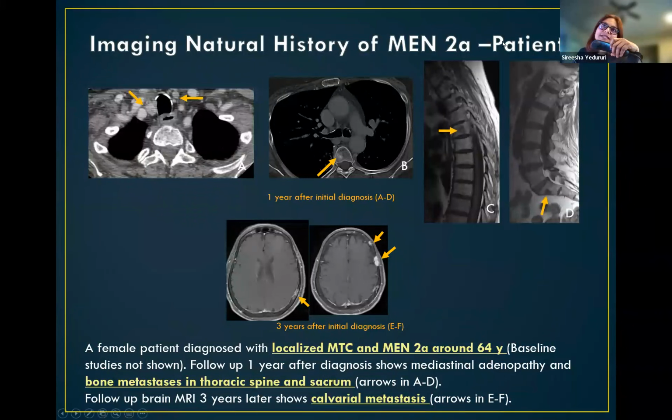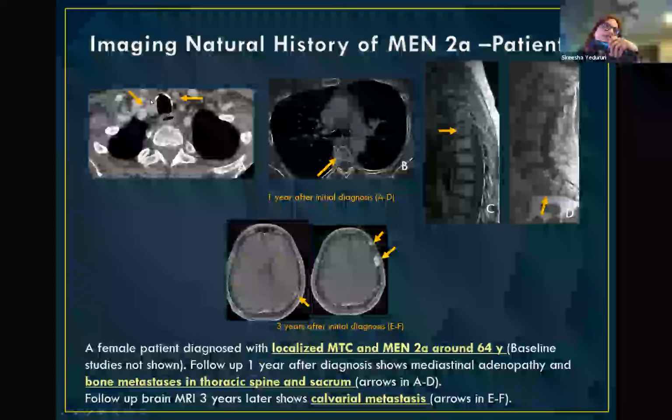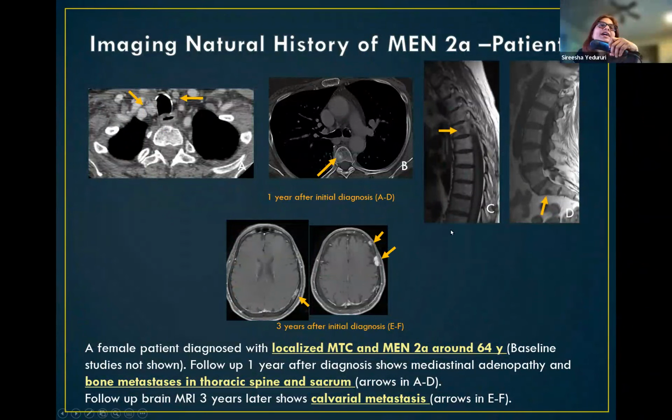And another patient with MEN2A. This patient was diagnosed with localized medullary thyroid carcinoma and MEN2A around 64 years of age. I don't have baseline studies. Follow-up after 1 year showed this mediastinal lymphadenopathy and bone metastasis here in the sacrum and thoracic spine. Then follow-up brain MRI 3 years later showed calvarial metastasis. One of the pathways of spread for this thyroid cancer is through the paravertebral venous plexus, and bone metastasis can be seen without lung metastasis. That's one thing that I've been seeing in these patients.